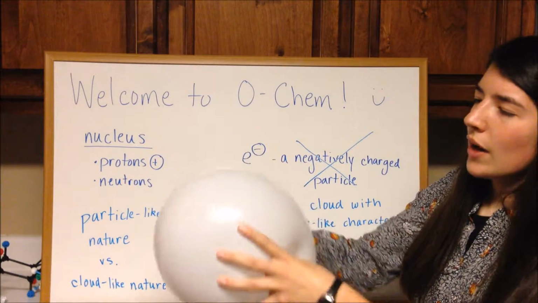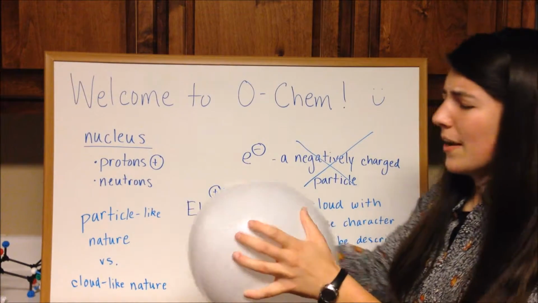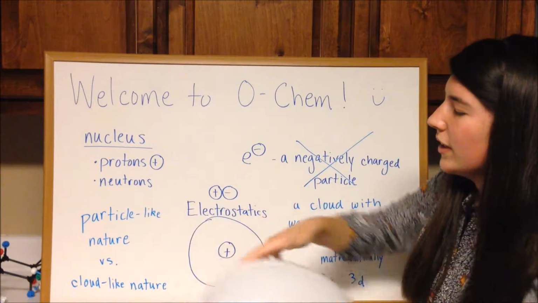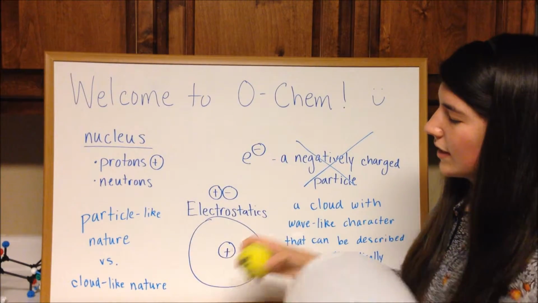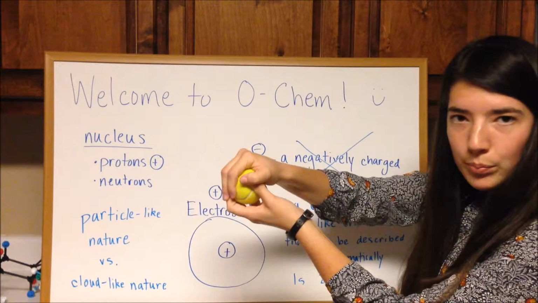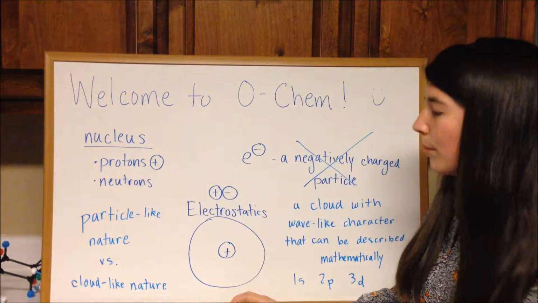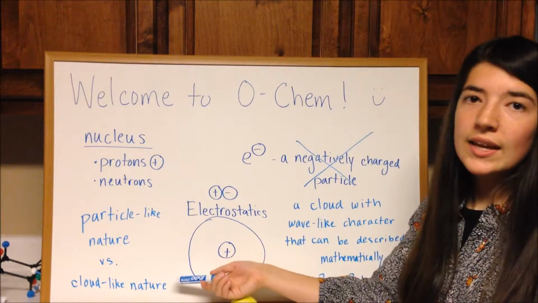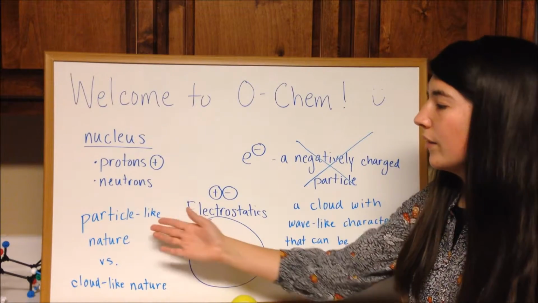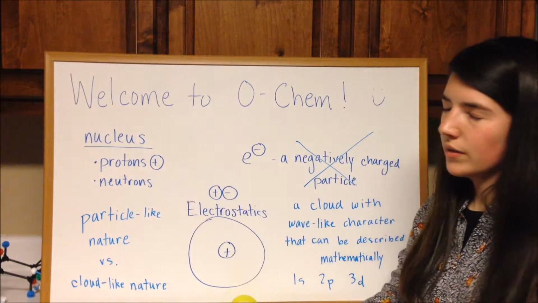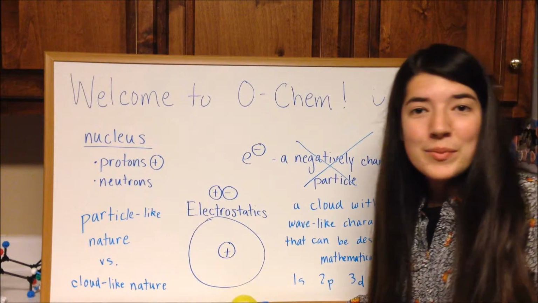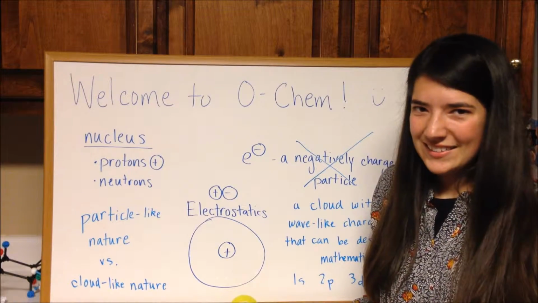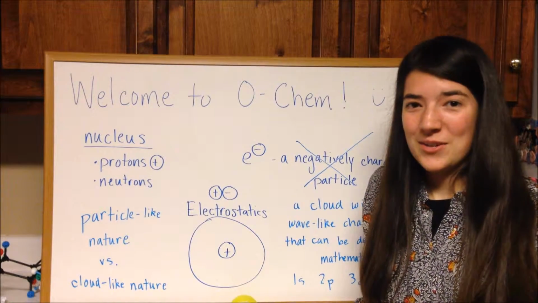But the problem is, no matter how much you push and prod and poke, you can't get this cloud to collapse down completely on top of our nucleus. Because ideally that cloud would come down and boop, collapse on top of the nucleus. But because the electron has a cloud-like nature, it can't completely be on top of the particle-like nature of the nucleus. So they're never going to be completely satisfied. And that's what leads us to bonding, and that's what leads us to OChem.